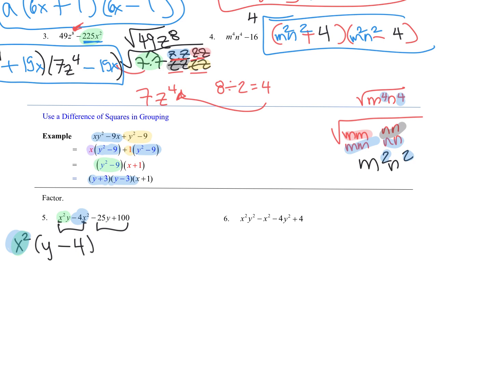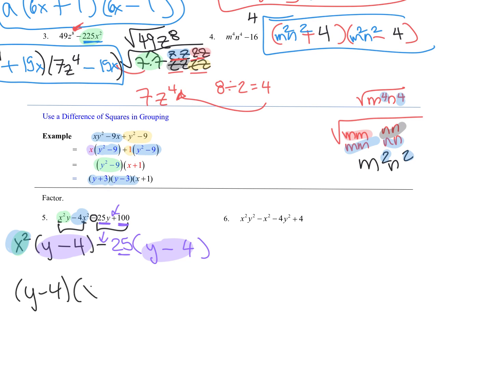Okay, for my second group, since this is a minus, I take out a negative. And then the numbers 25 and 100, their greatest common factor is 25. They both have a 25 in common. 25y divided by 25 is y. And then 100 divided by 25 is 4. Since this is a plus, I have to change the sign because I had to take out a negative. Now, I'm not surprised that this is a match. That should happen. So I'm able to factor that out.